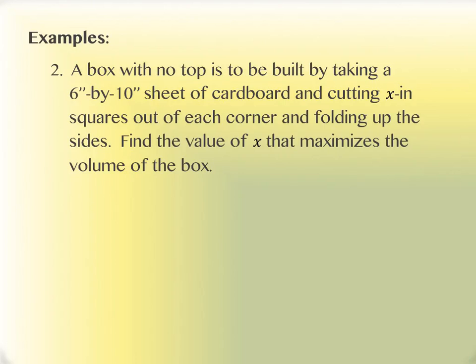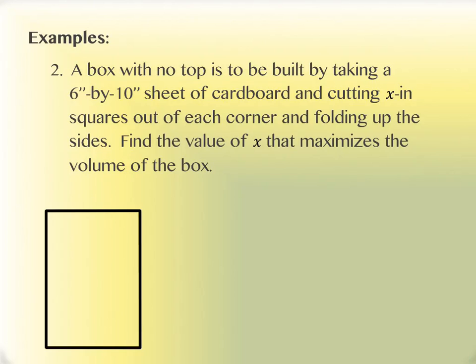A box with no top is to be built by taking a 6 by 10 sheet of cardboard and cutting x inch squares out of each corner and then folding up the sides. Find the value of x that maximizes the volume of the box. So we're going to start with a picture. The picture I'm going to draw first is what? A 6 by 10 sheet of cardboard. Even if you aren't sure what else is going on in the problem after that, I know you can recognize to draw a 6 by 10 sheet of cardboard.